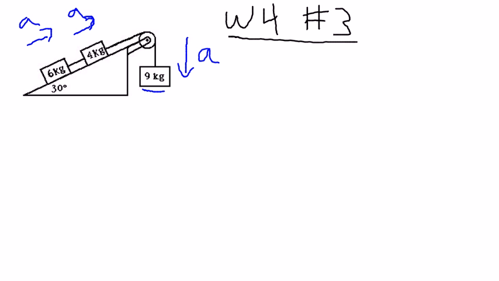And so what that means is you're going to end up with two different tension forces. You're going to end up with a tension T1 between your 6 and your 4 kilogram block, and a tension T2 in the rope connecting the 4 and the 9 kilogram block.